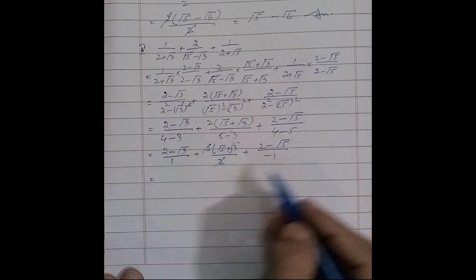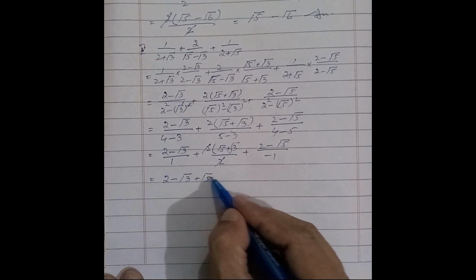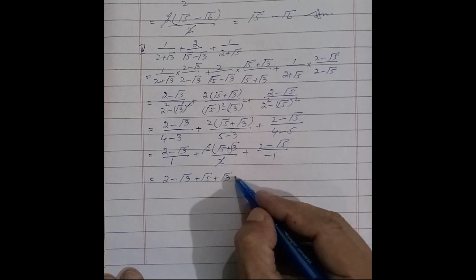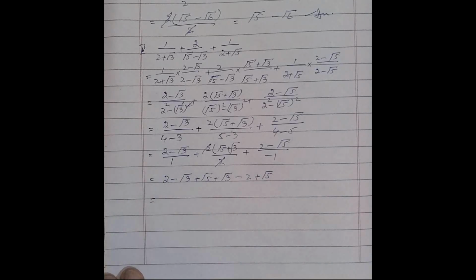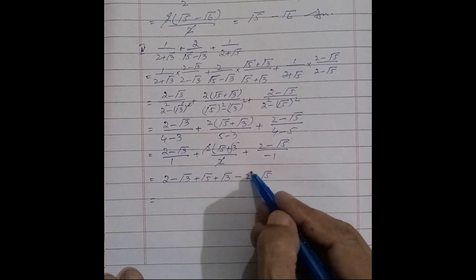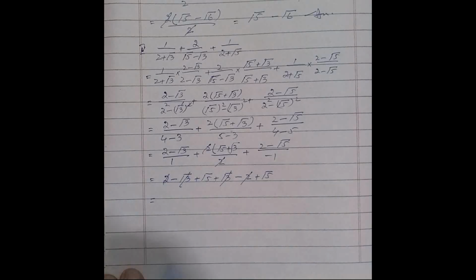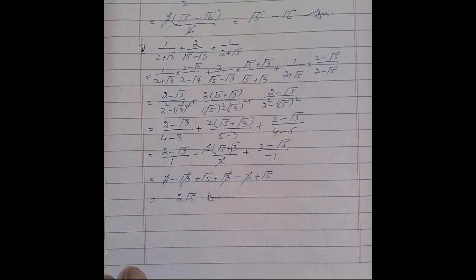Now we simplify all these values. It is 2 square root 3 plus square root 5 plus square root 3. This minus multiplies the whole value. We have minus 2 plus square root 5. And by simplifying these values, minus 2 cancels with plus 2, plus square root 3 minus square root 3. The answer is 2 square root 5. And it is the answer of part 2, question 4.